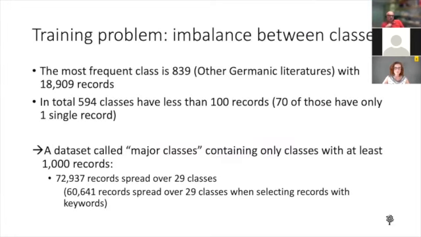So the training problem was there not just because if we would divide 140,000 records by 14,000 classes, but also because many classes had less than 100 records, and some classes had even 20,000 records. And if we look at research of others who have done similar with large classification systems like DDC or UDC, they have found the same problem. The imbalance is very big.